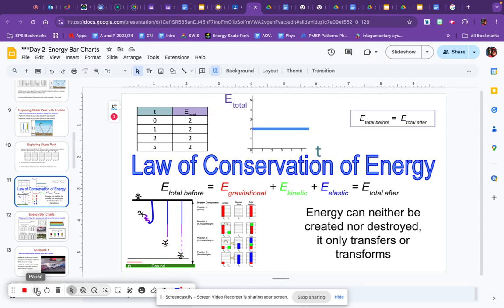All right, so this is the law of conservation of energy. So this is what it says. Energy can neither be created nor destroyed. It only transfers or transforms. Okay, so this is the law of conservation of energy right here. So we have the gravitational, kinetic, and elastic. These are all going to be the same. They total this number over here, and the total after is this. So after the energy has changed multiple times from gravitational to kinetic to elastic, our total is the same before as it is after. Okay, so no energy has been created nor has it been destroyed.